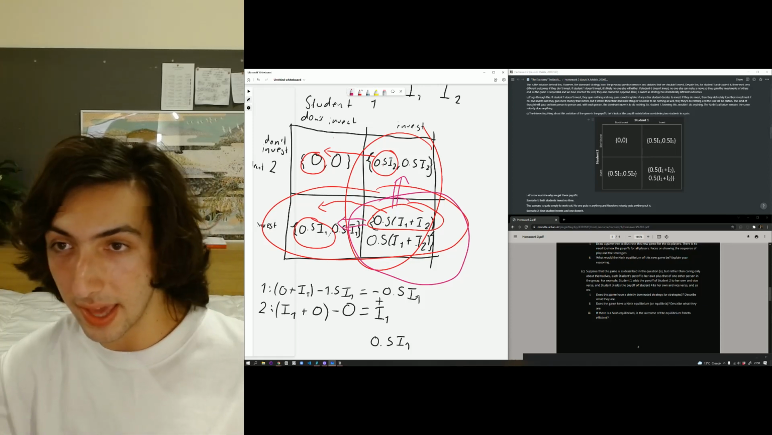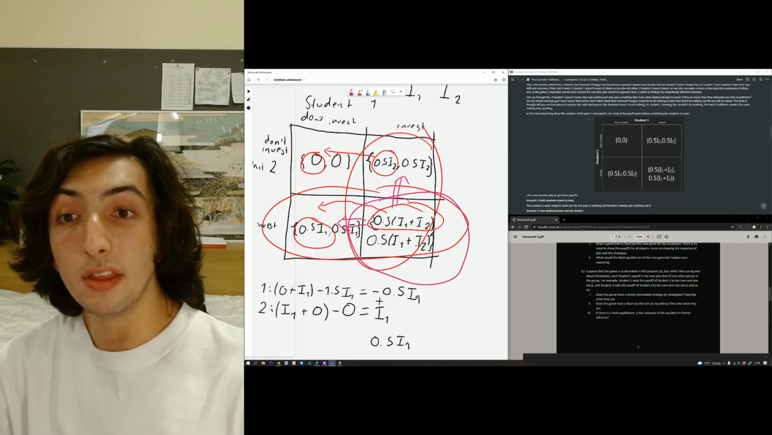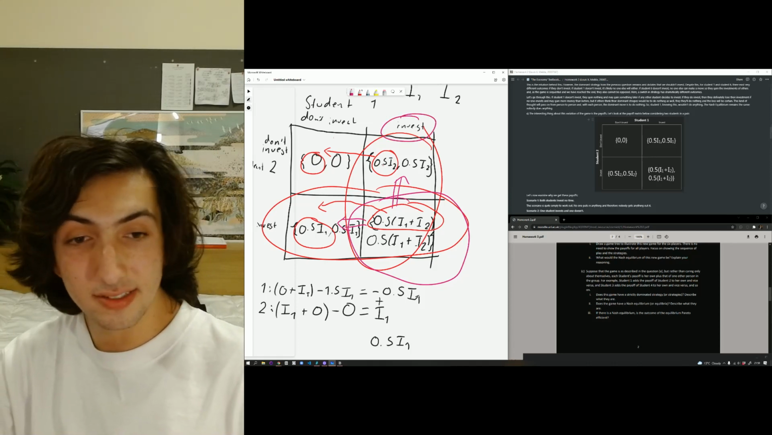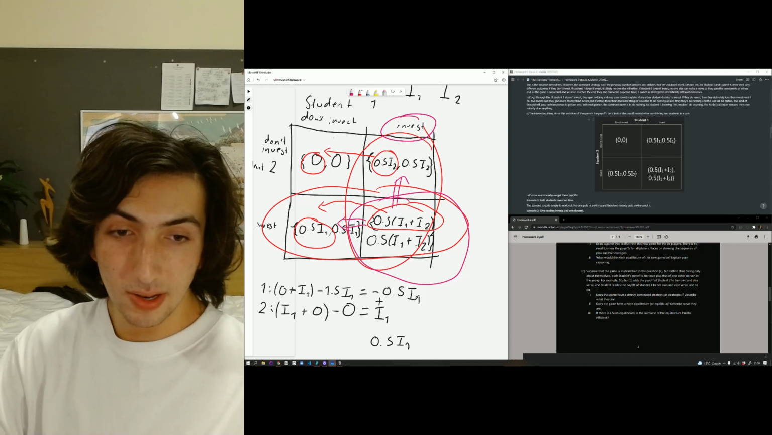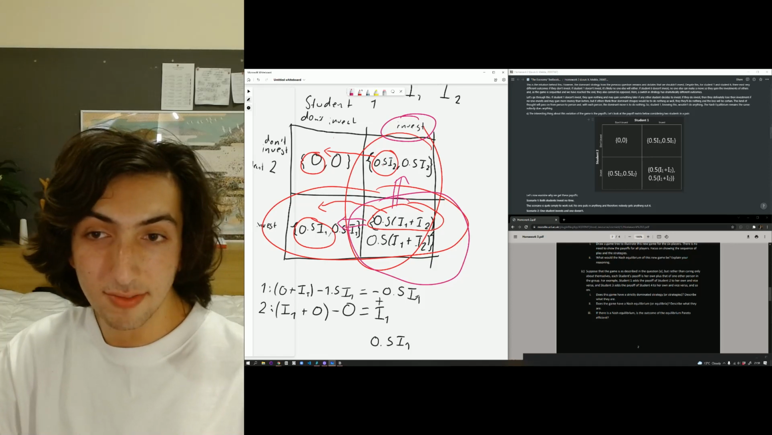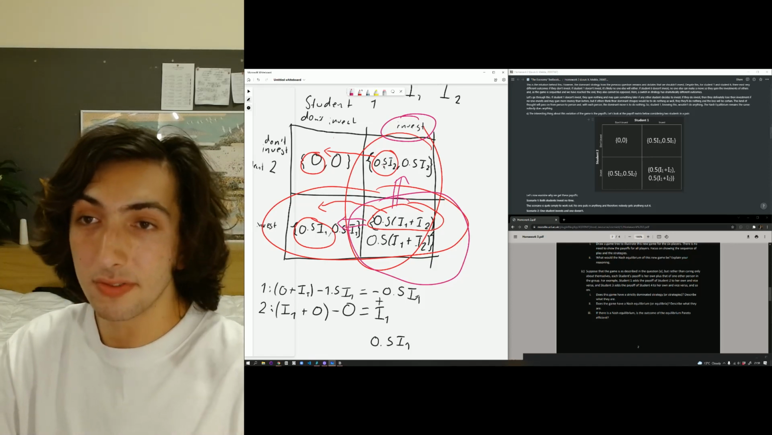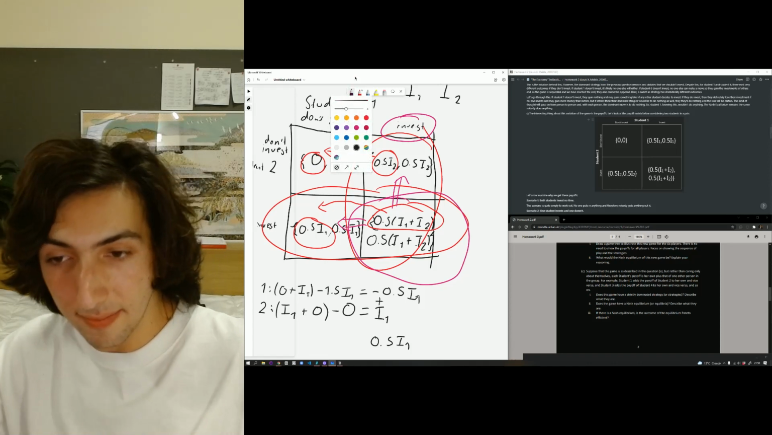So let's go through it again. So the dominant strategy is to invest, okay? The Nash equilibrium is where they both invest, and it is Pareto efficient.